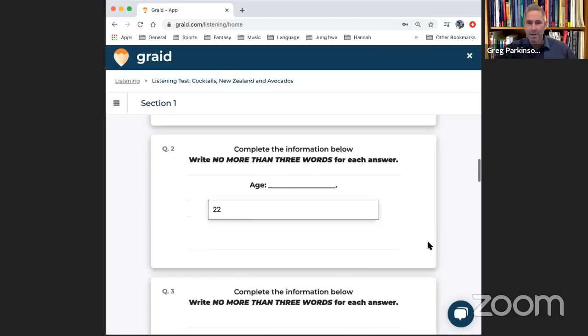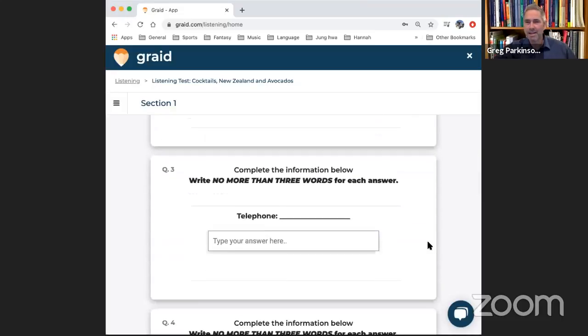Okay, now we're looking for Danny's telephone number. And absolutely, I'm going to use the numerals here. So we never spell out a telephone number.